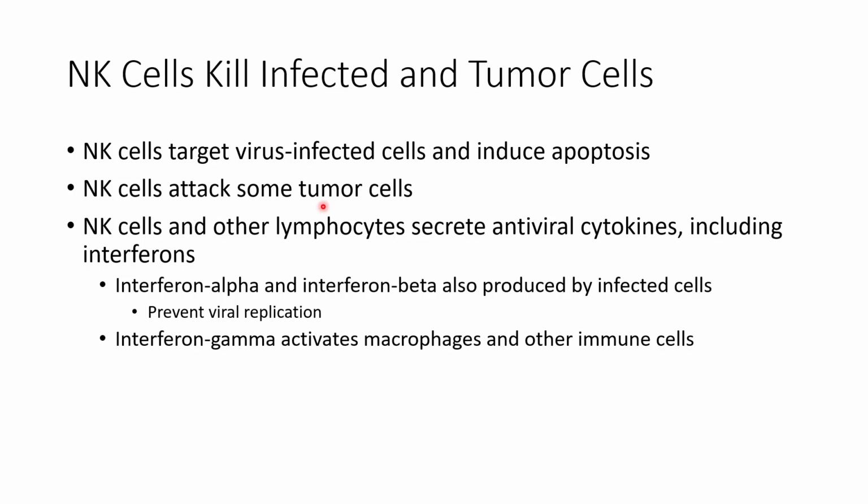Some natural killer cells will attack tumor cells that have started dividing unnaturally. Same thing, using apoptosis. They can also secrete antiviral cytokines. These include what we call interferon. Interferon is a cytokine that seeks to identify cells infected by viruses and prevent those viruses from replicating. We have alpha and beta interferons, and they stop the cell from going into the cell cycle so the virus can't be copied.